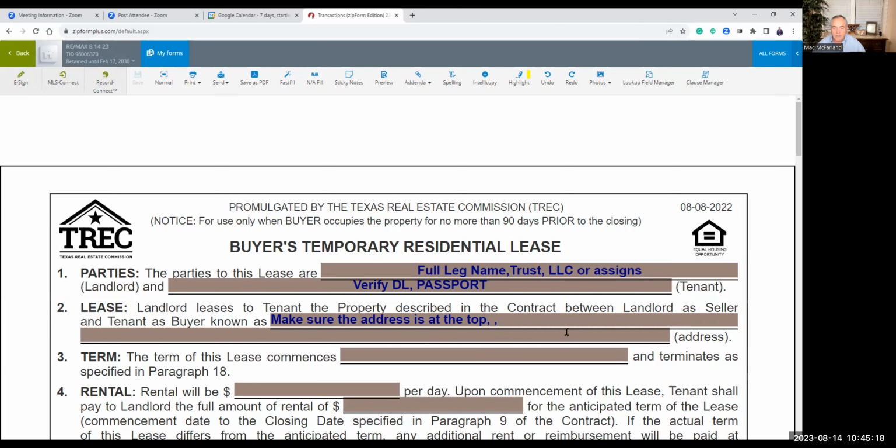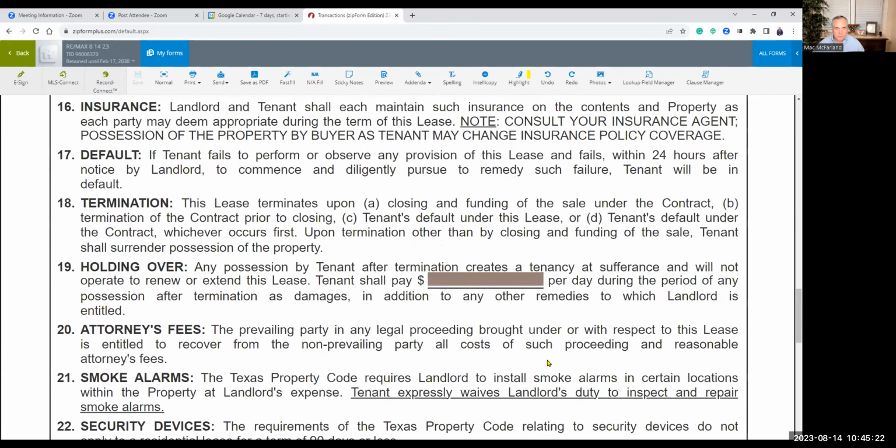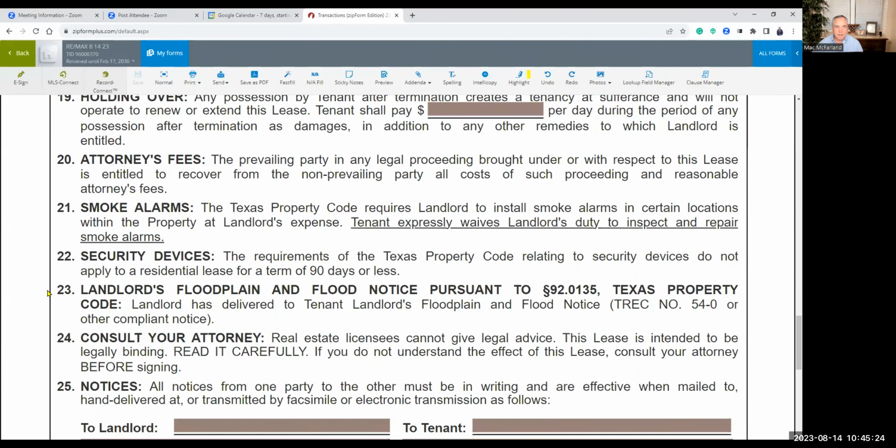All right, buyer's temporary residential lease. I just want to show you this one. Most of us have worked through this and know what this is. But right here's what I was talking about. Paragraph 23, landlord's floodplain: landlord has delivered to the tenant. So this is on the buyers and it's on the sellers as well. And when they sign this, they're saying that they have delivered it and that they've received it.